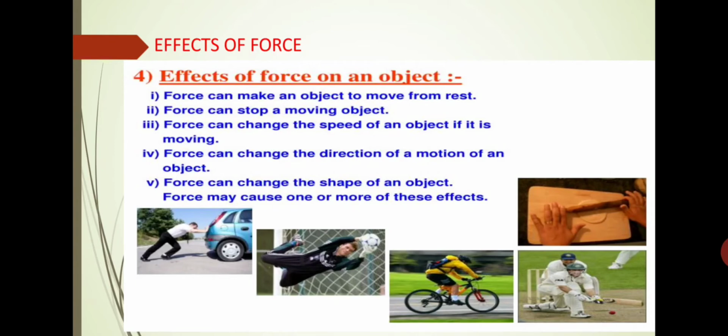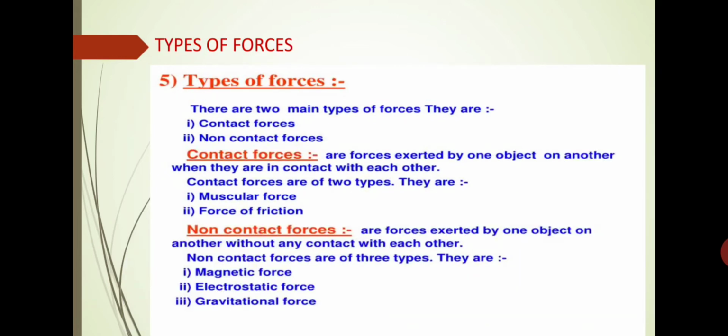So we can say that first, force can make an object move from rest. It can stop a moving object. Force can change the speed of an object. Force can change the direction of motion. Force can change the shape of an object. Okay. Force may cause one or more of these types of effects.